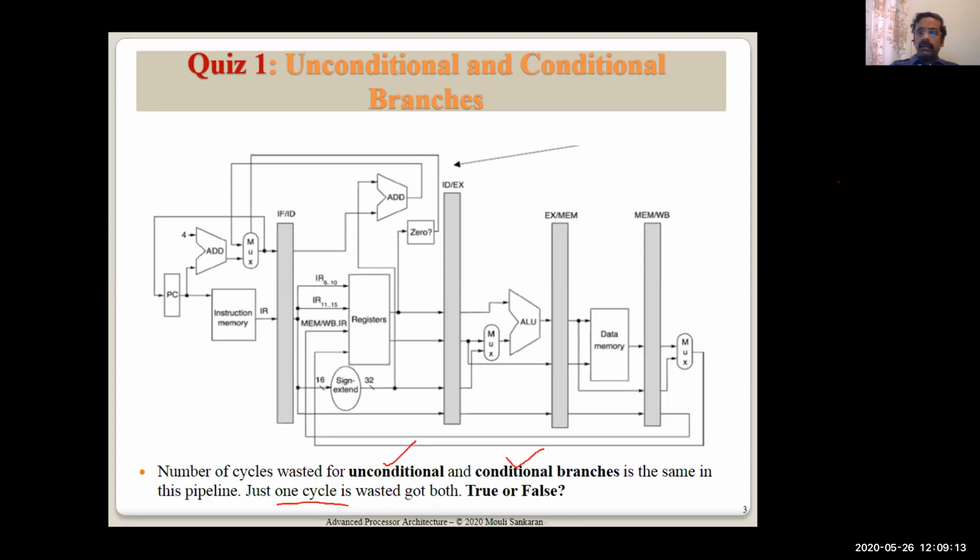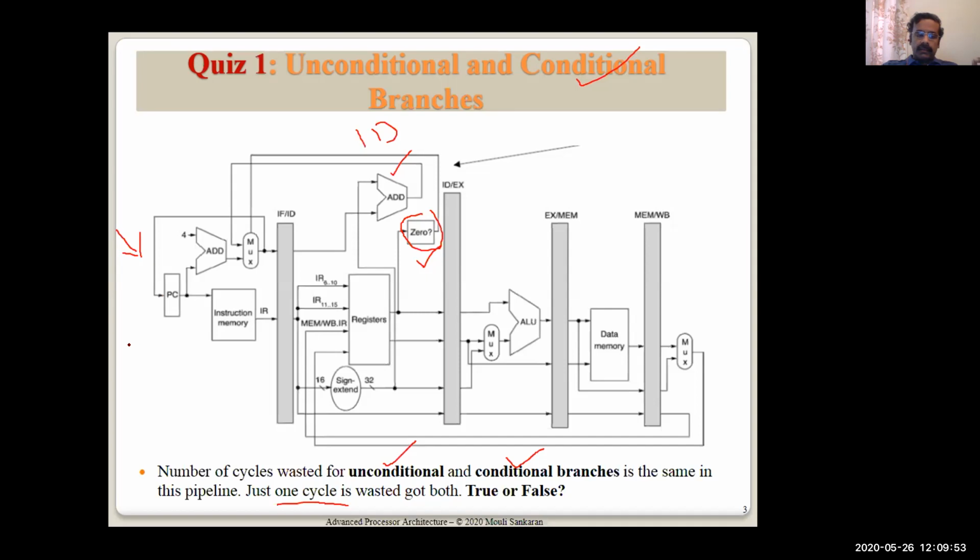So let me explain for those who have still given a wrong answer. See here what is happening. Understand the situation where a jump or a branch instruction is coming in. It could be a conditional jump or an unconditional jump. The difference is that the conditional one checks some flags also. If you notice in this pipeline, both the adder as well as the hardware to check the flag are in the same stage, which is the ID stage.